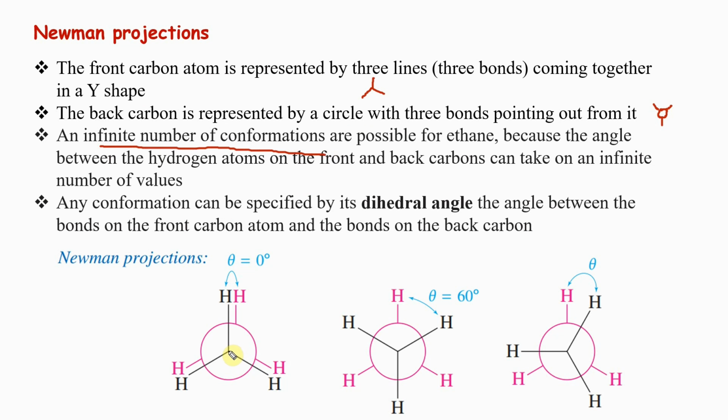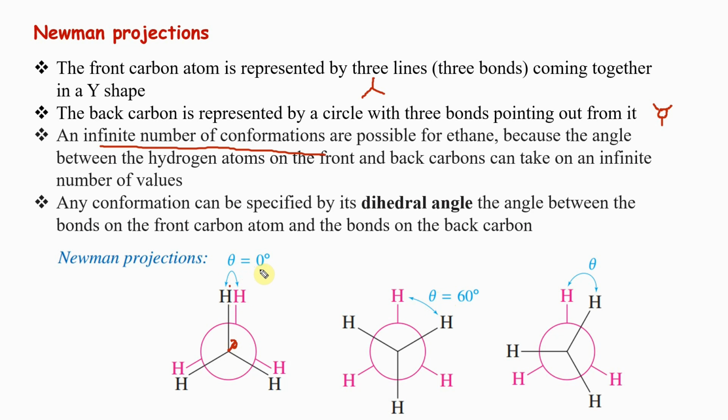The reason is, இங்கே தான் single bond இருக்கு. இந்த கார்பனுக்கும் இந்த கார்பனுக்கும் single bond. இதை நீங்கள் 360 degrees rotate பண்ணலாம். But there are not 360 conformations. This is infinite because the degrees are actually infinite. நம்ம தான் 360 சொல்கிறோம். 0 to 1 degree infinite இருக்கும், 0.001, 0.002 அந்த மாதிரி. So infinite conformations are possible for ethane because the angle between the hydrogen on the front and back can take infinite values. அதில் சில values மட்டும் தான் நம்மளுக்கு முக்கியம்.